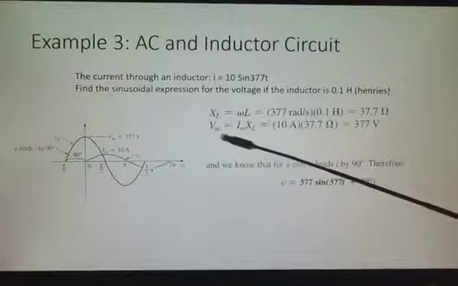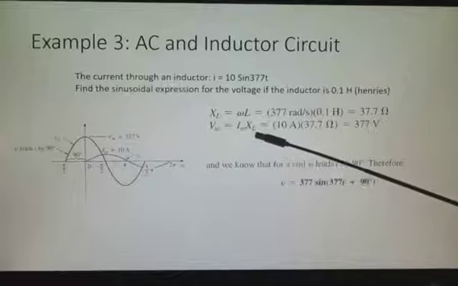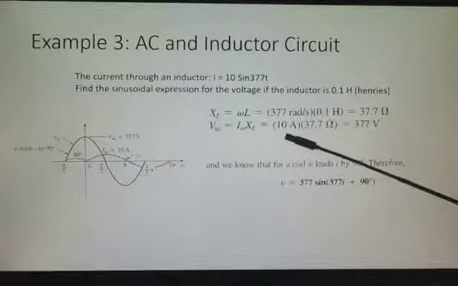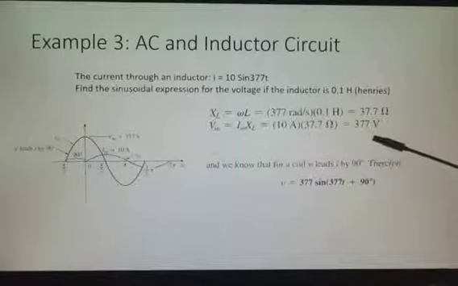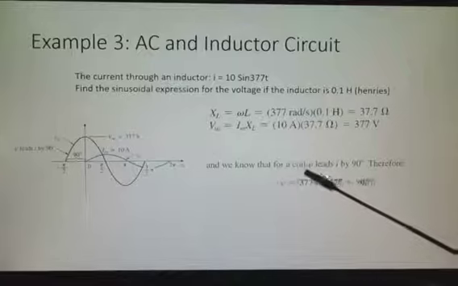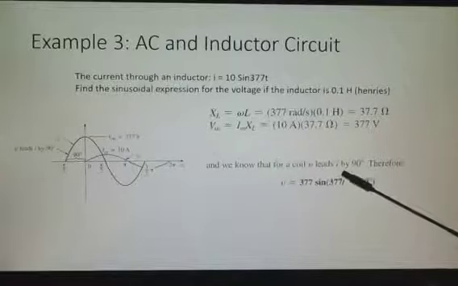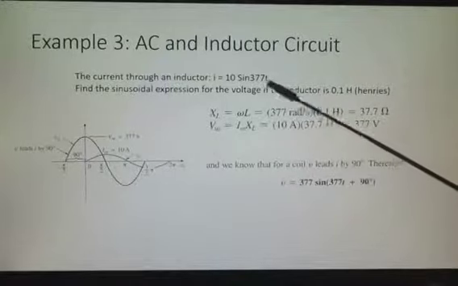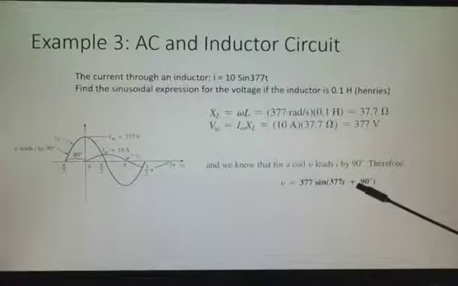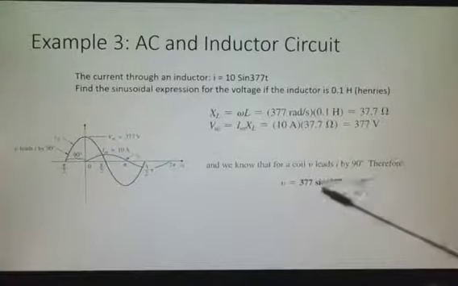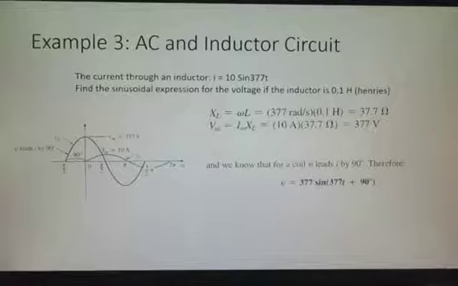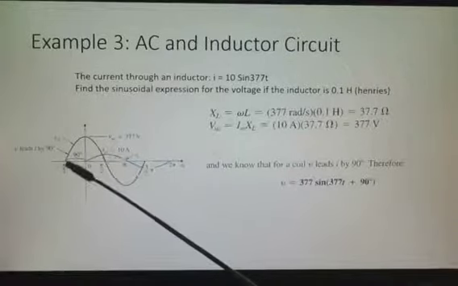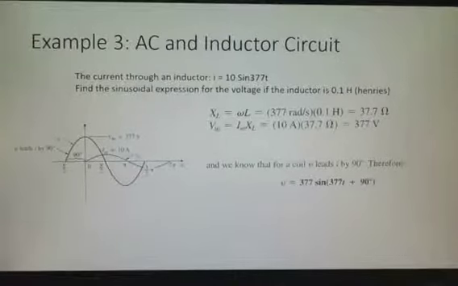And then we're going to use Ohm's law. Voltage equals current times resistance here. The resistance is the inductive reactance. So we multiply 10 times 37.7, we get 377 volts. So we know that the voltage leads the current by 90 degrees. We're given a current starting at the origin, so we're going to add 90 degrees to that, to our value of our voltage in front. So there's our sinusoidal voltage, and here's what it looks like, the waveforms.